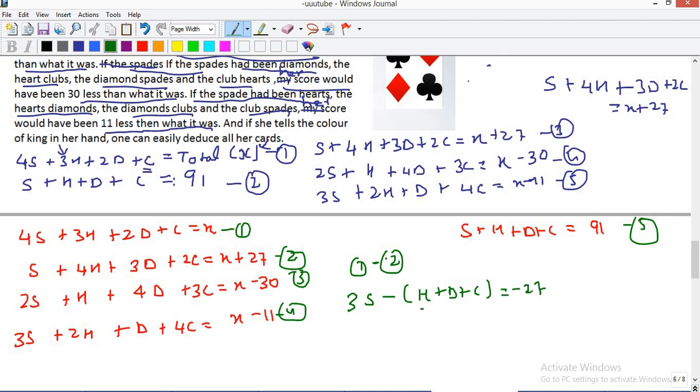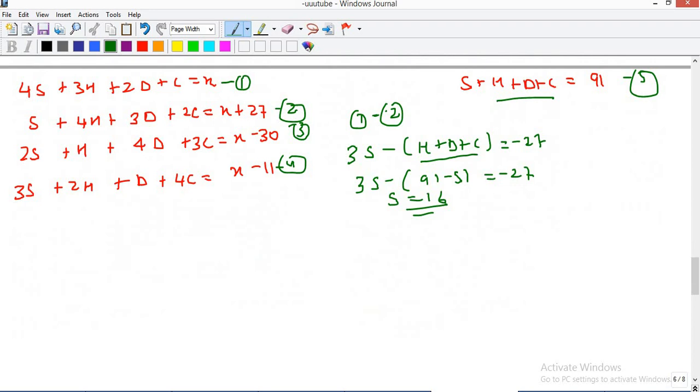Now I can get this value of H plus D plus C from here, which is nothing but 91 minus S, so I'll substitute it here. So 3S minus (91 minus S) is equal to minus 27. On solving this, you will get S is equal to 16. This is the method to quickly solve them. You can try other approaches also, but if you want to solve quickly, you can use this.